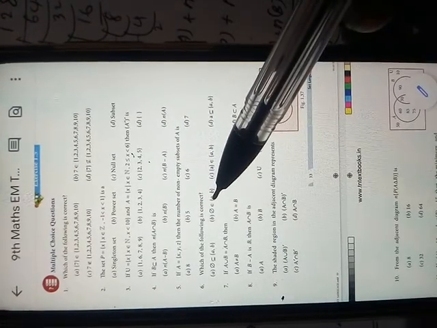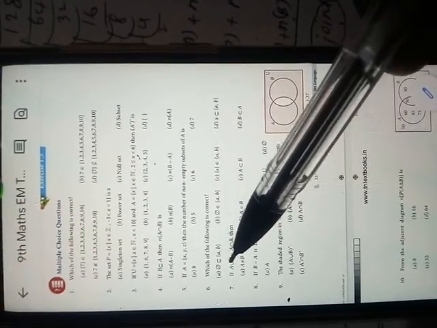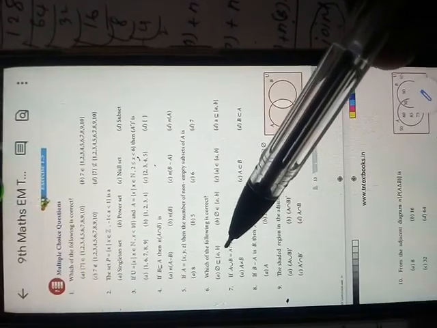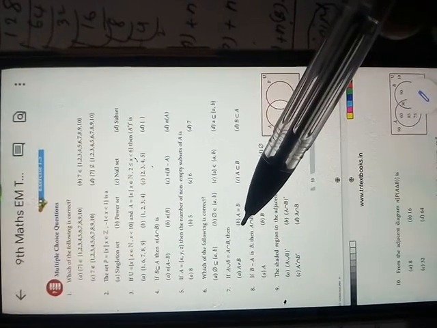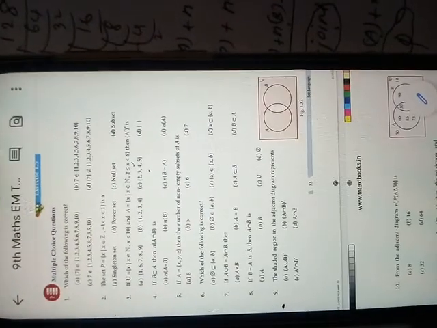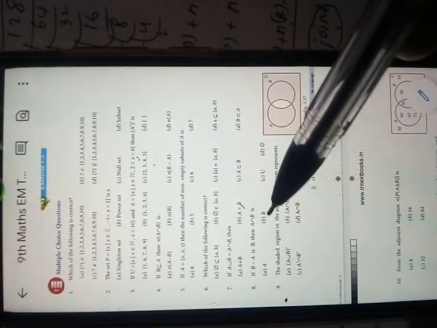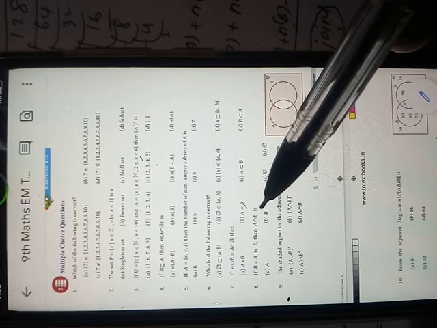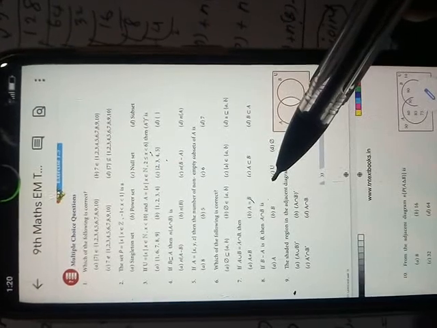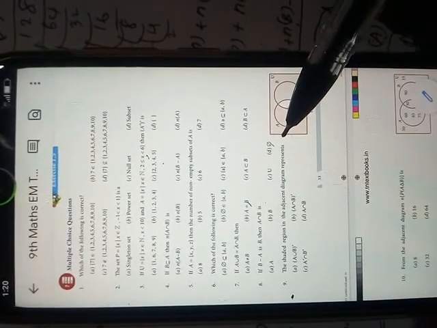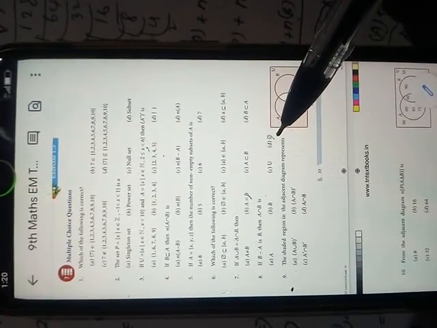Which of the following is correct? The first one is correct: empty set is a proper subset of A, B. First one answer. A intersection B is equal to B intersection A. Then A is equal to B, the correct answer. If B minus A is B, then A intersection B is, the 8th one, the answer is empty set. B minus A is equal to B, then A intersection B is empty.